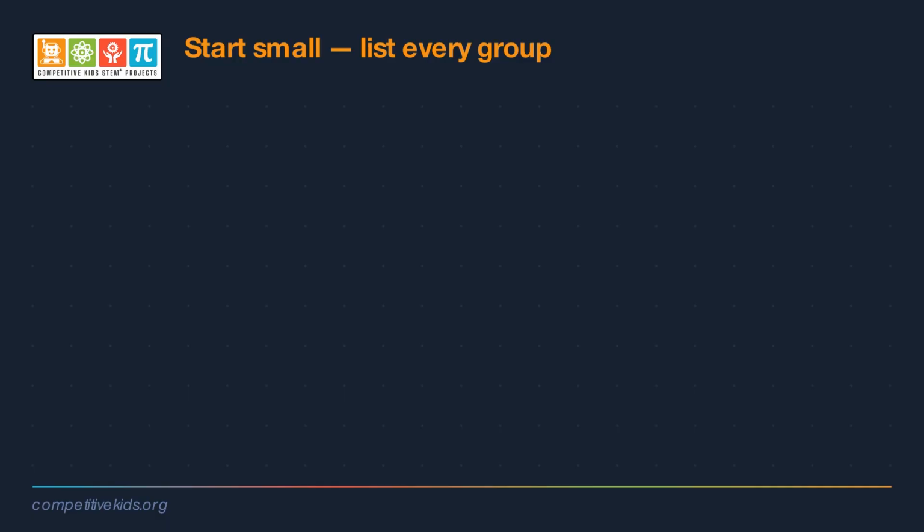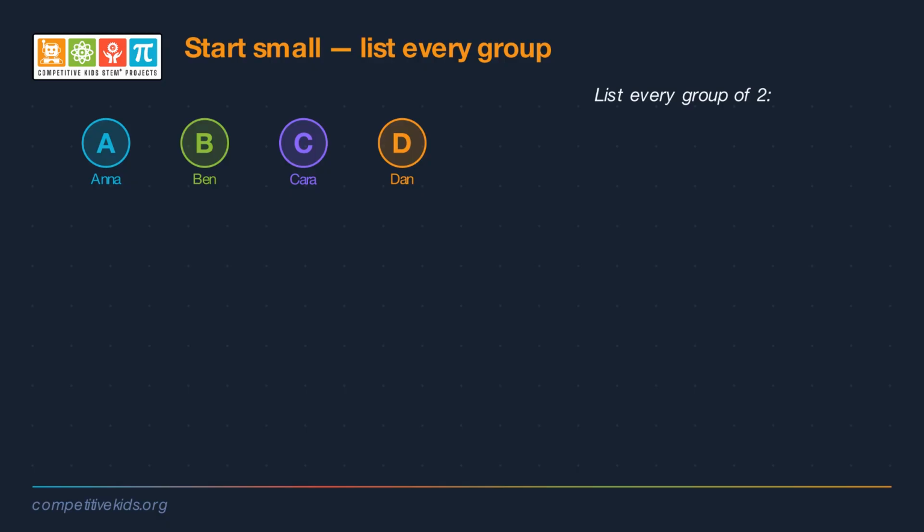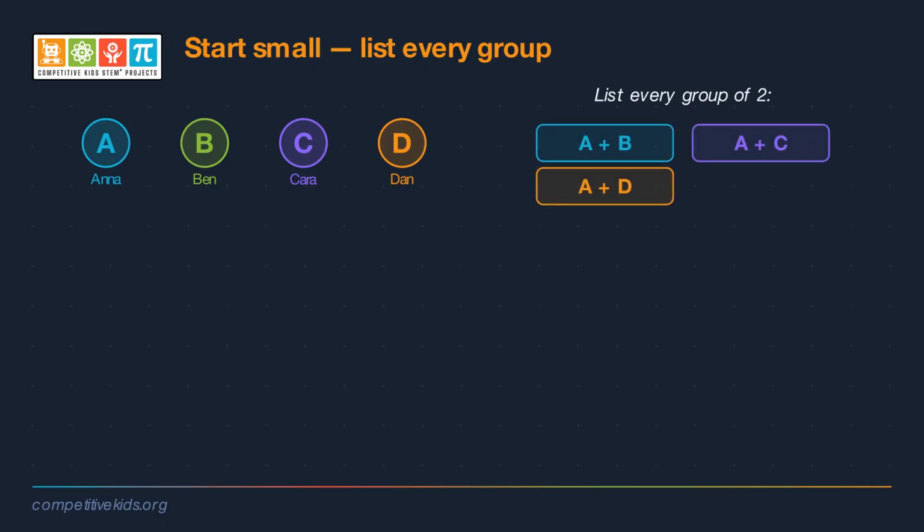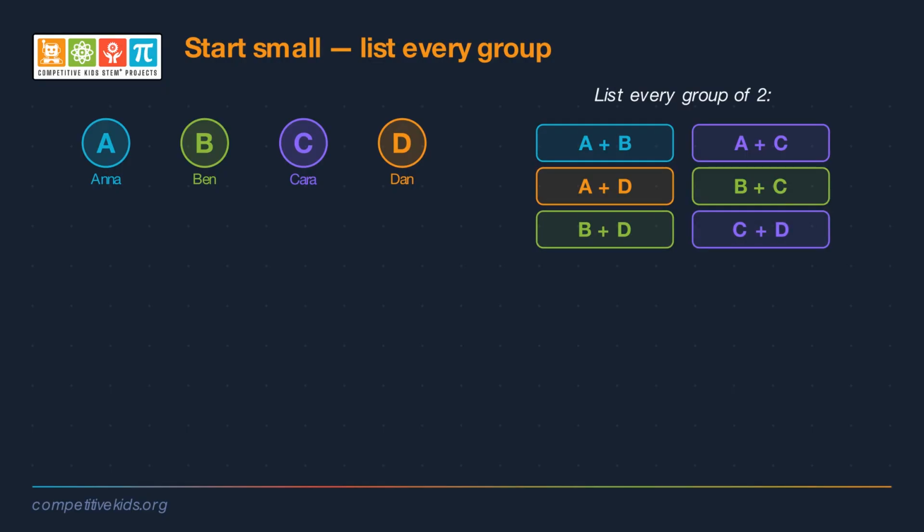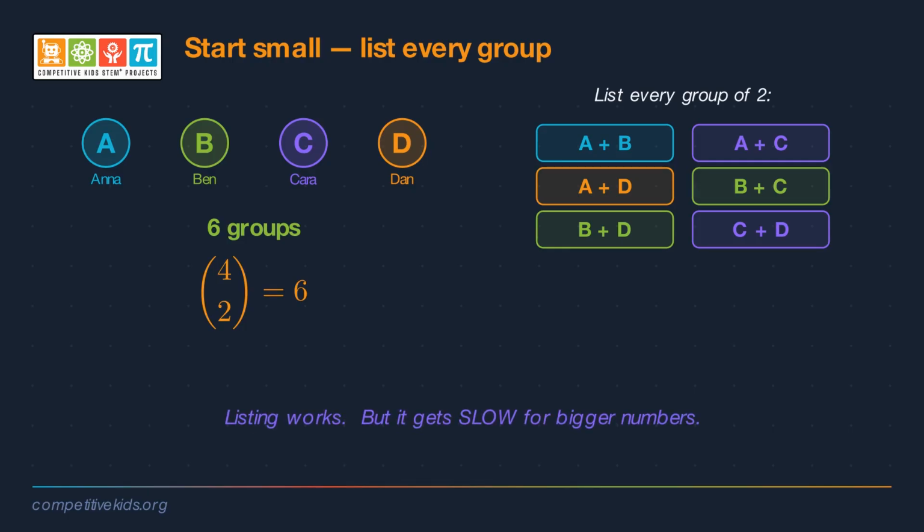Let me start small. 4 friends: Anna, Ben, Kara, and Dan. Pick 2 for the swing. We can just list every group: Anna and Ben, Anna and Kara, Anna and Dan, Ben and Kara, Ben and Dan, Kara and Dan. 6 groups in total. We say 4 choose 2 equals 6. Listing works for small numbers, but for bigger numbers, it takes forever.